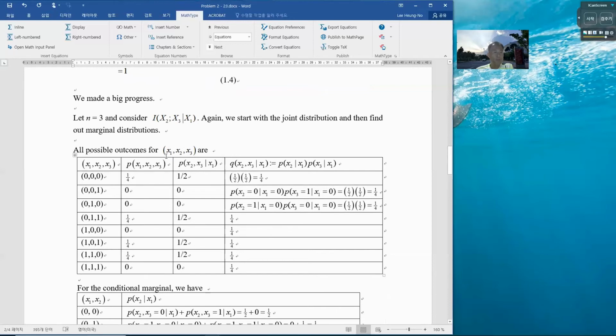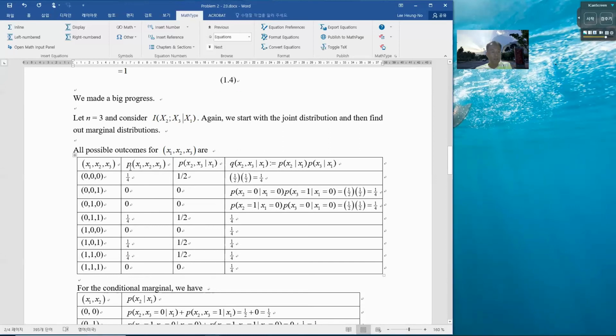So all possible outcomes we consider first for x1, x2, x3 for the length 3 sequence. So there are 8 of them. As we note, x1 is set equal to 0 here, and then 1 here, 0 for x2, 1, 0, and 1. For x3, 0, 1, 0, 1, 0, 1, 0, 1. So we have all 8 possible outcomes written right here.